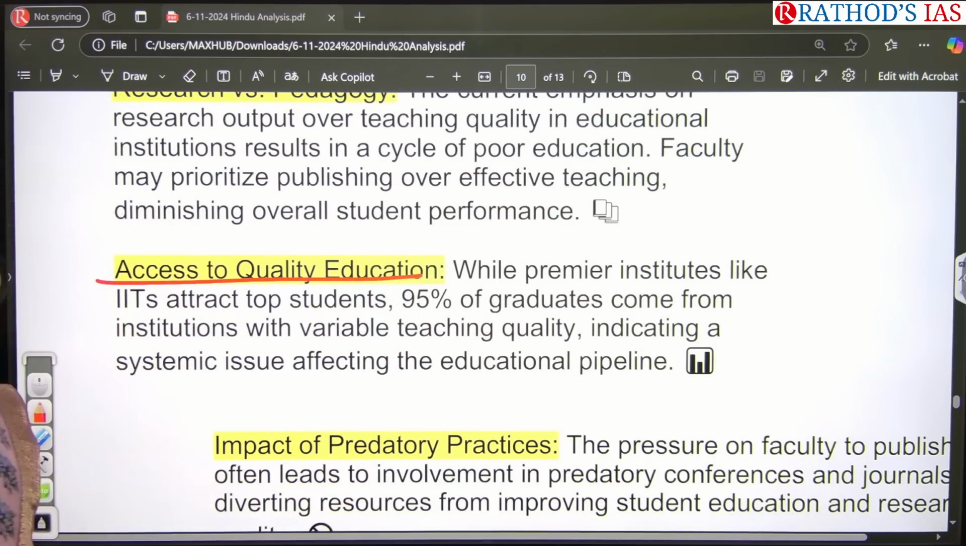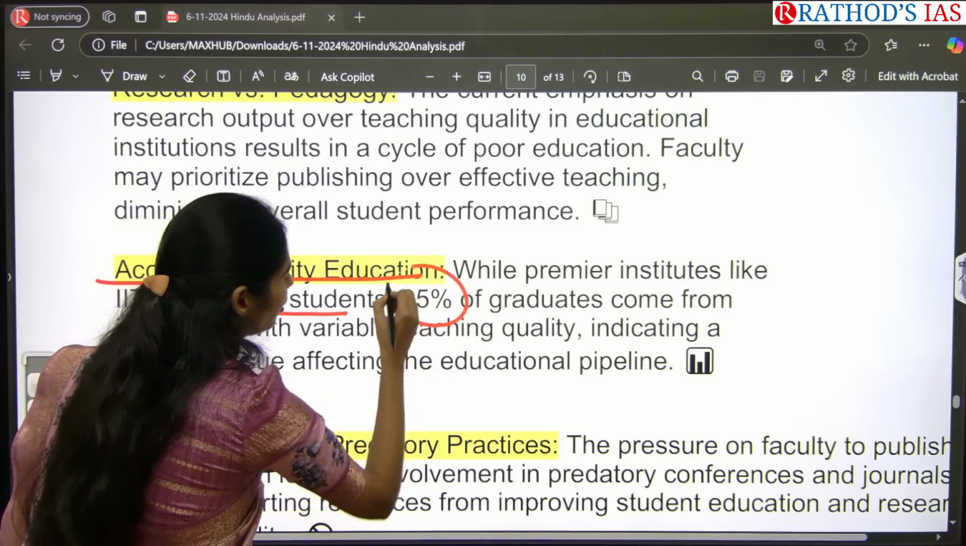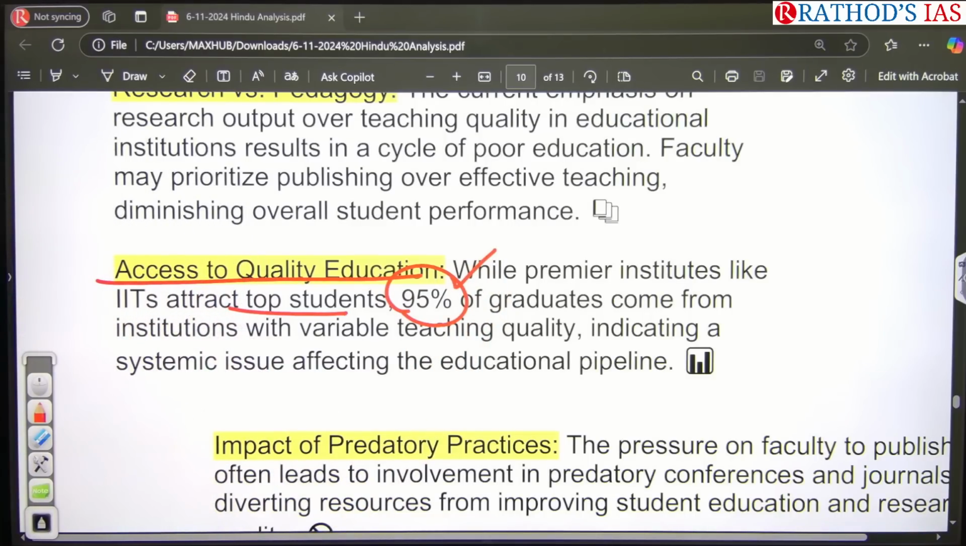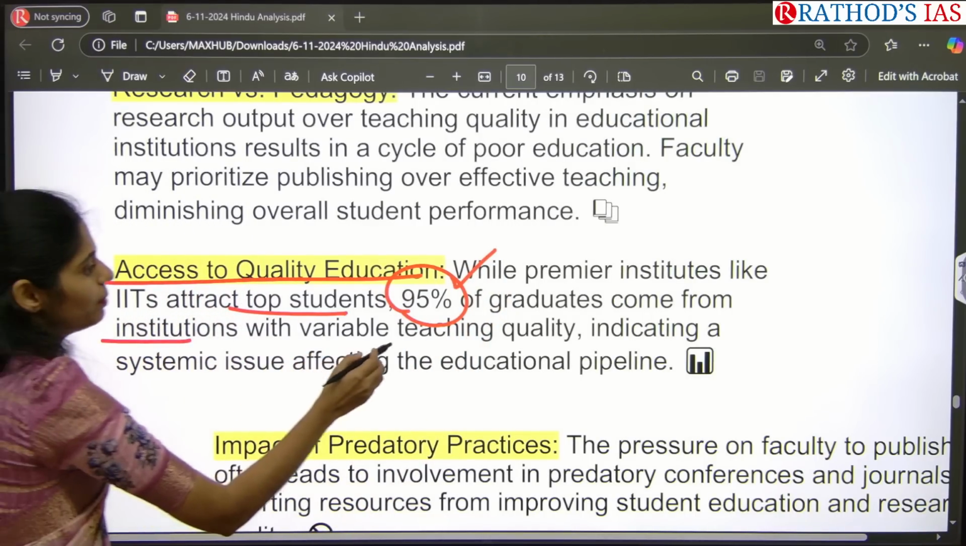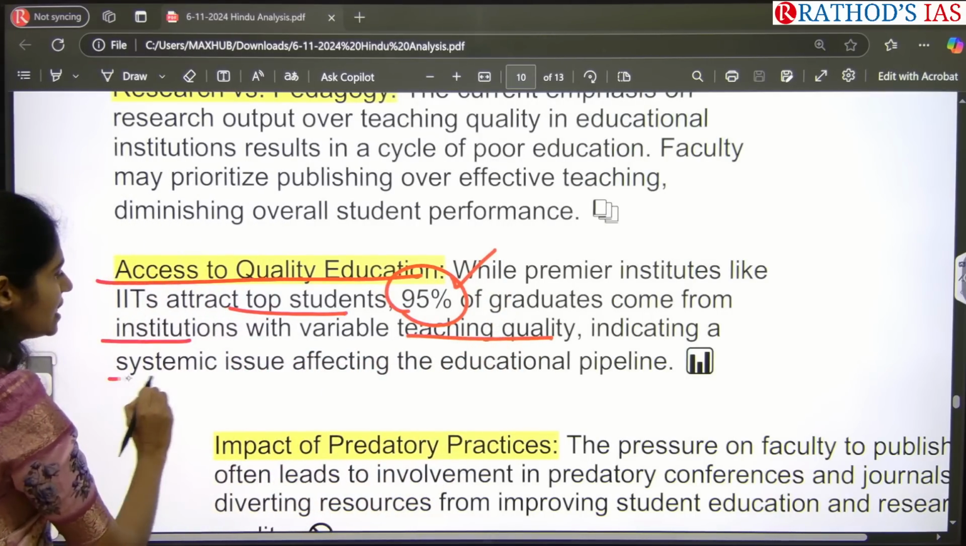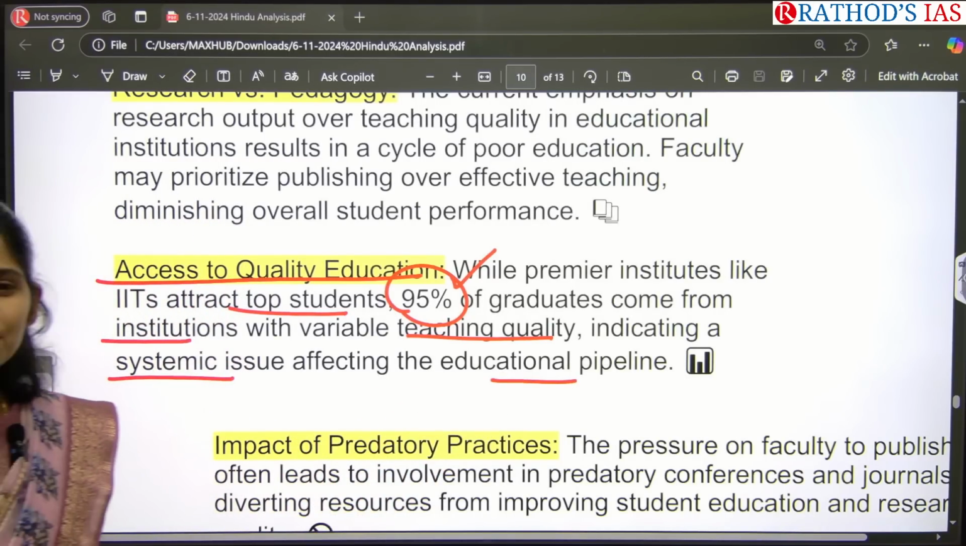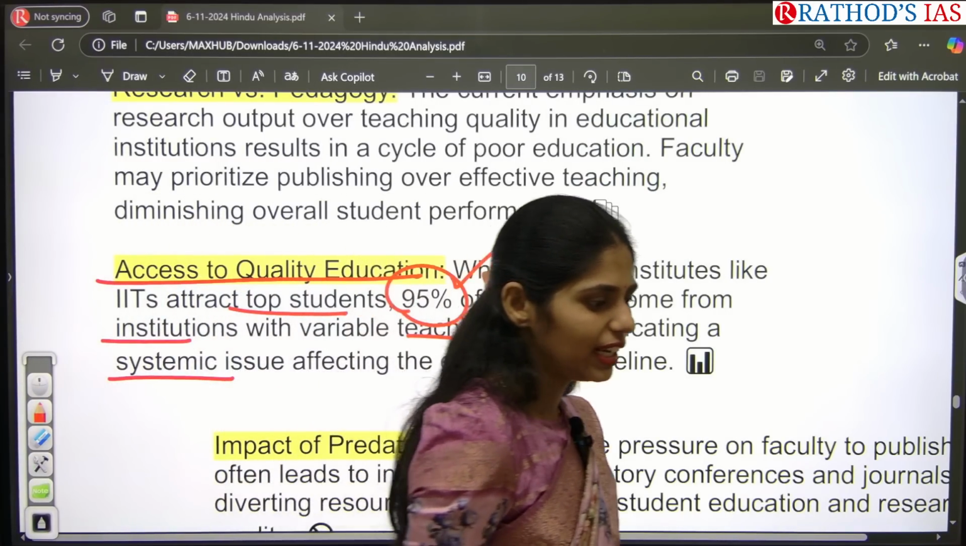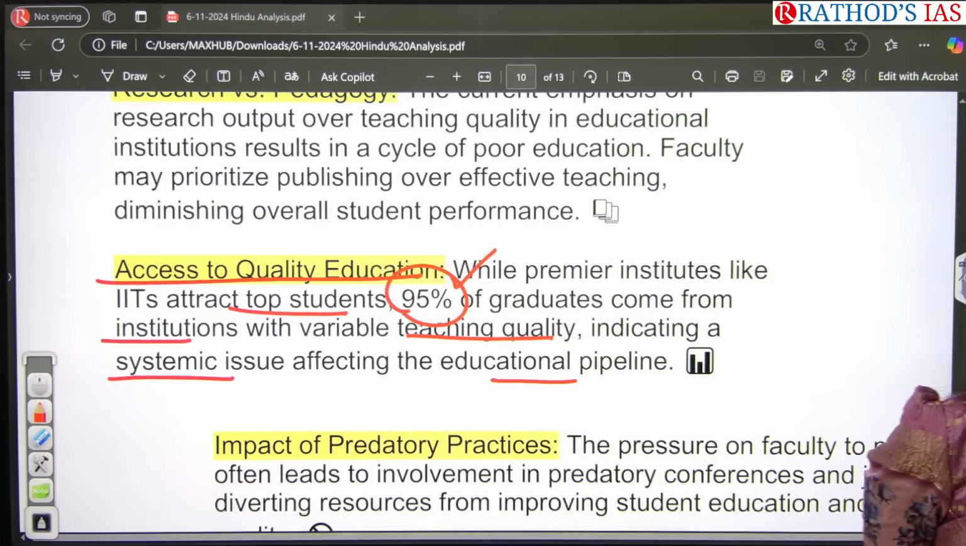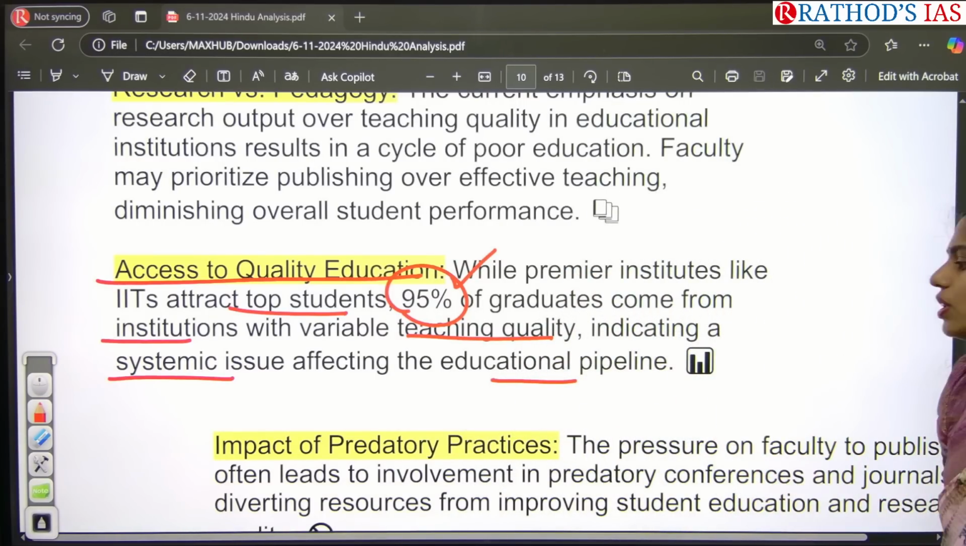Especially some premier institutes like IITs attract top students, and 95% of the graduates come from institutions with variable teaching quality, which indicates systemic issues that are affecting the education pipeline. Only in top premier institutions are we getting proper educational services, but not in all. So this is also one cause of concern now.